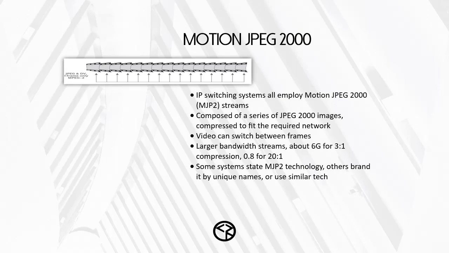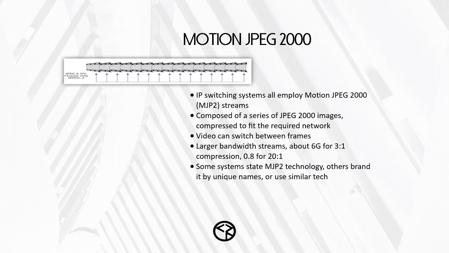The larger bandwidth streams used for a 10 gig system are about 6 gig, using 3-to-1 mathematically lossless streams. In other words, they could be converted back to original format if used. On 1 gig systems, the compression is about 20-to-1, giving you a frame that's 0.8 gig or 800 meg stream for 4K.